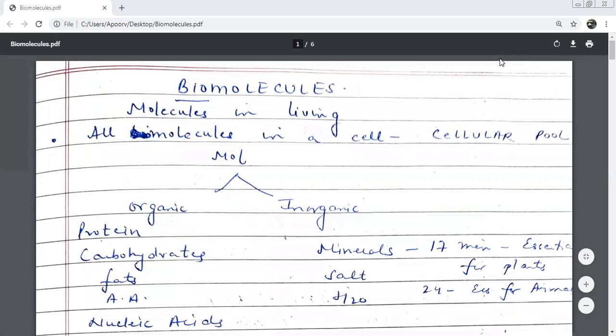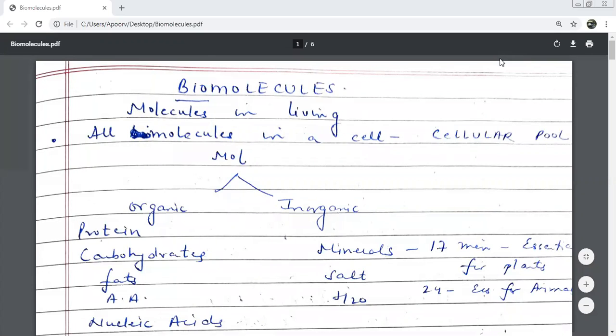Tell me, what does biomolecules mean? Molecules found in the living. Basically, when we break the word biomolecules, bio means living, and then we have molecules. So molecules which are found in living organisms are what we call biomolecules. Now, we have so many molecules inside a single cell in living organisms.